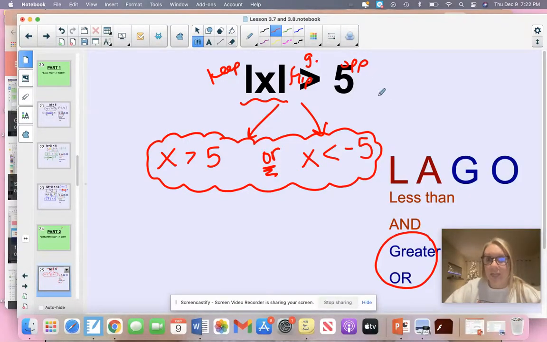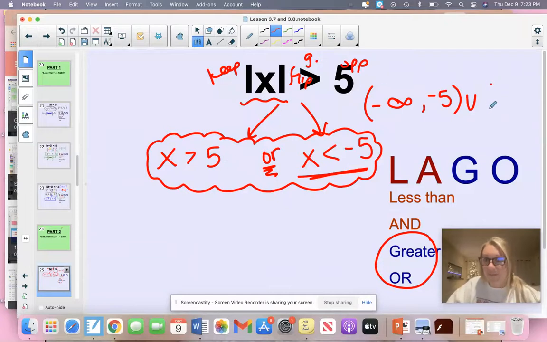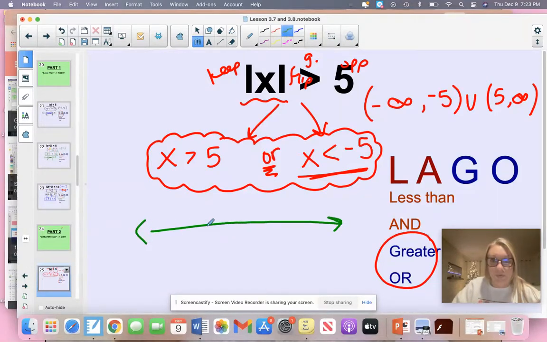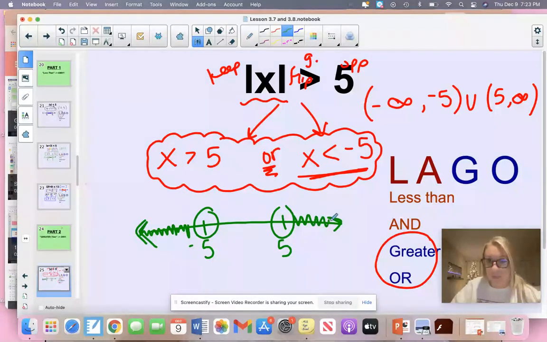To write that in interval notation, be careful. We always do our lower endpoint first. So it's going to go all the way to negative infinity and negative 5, parentheses, union, 5 off to infinity. This should be review. Then we can graph it. So again, we've got our negative 5. Because it's just a greater than sign here, these will be open circles, and we will shade off into separate directions.